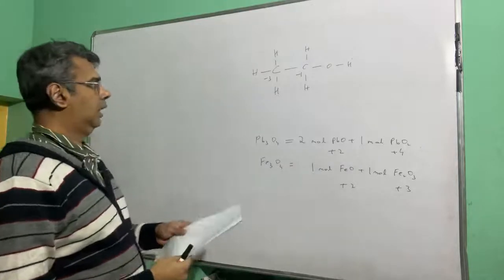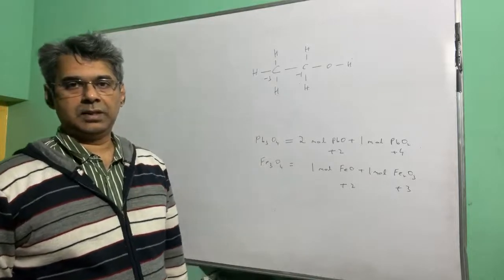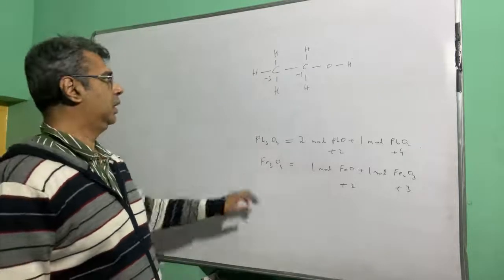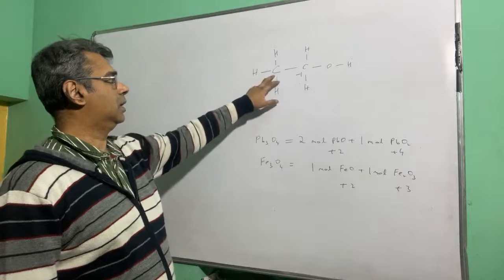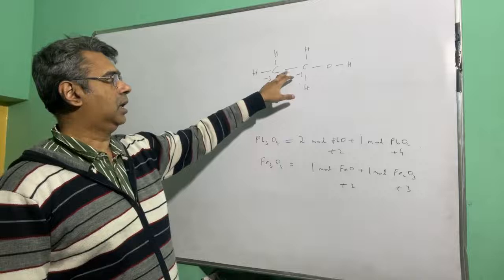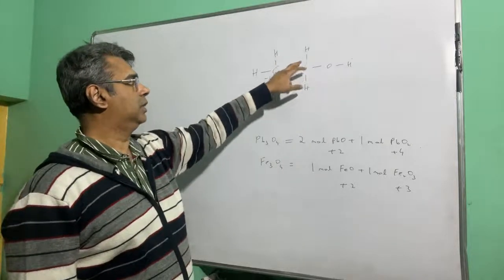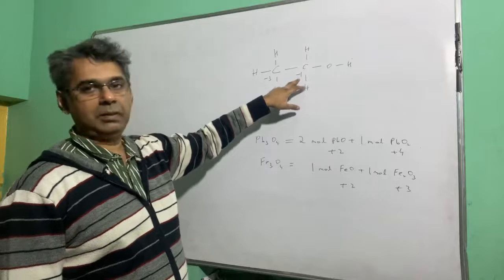Okay, have a look at this. All of you recognize this, ethanol. CH3CH2OH, this is ethanol. So in ethanol, what is happening? This carbon has 3 hydrogens. So due to 3 hydrogens, it will become -3. Carbon, nothing, 0. And this carbon, due to these 2 hydrogens, it will become -2.